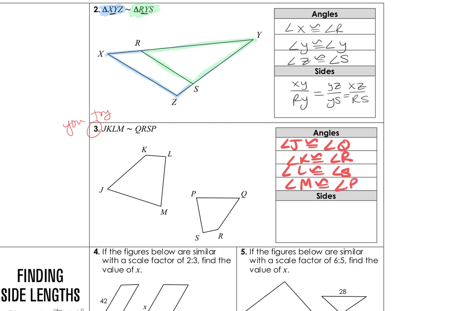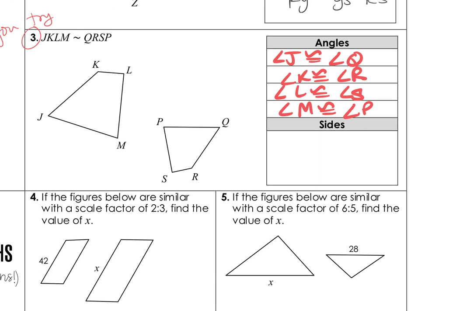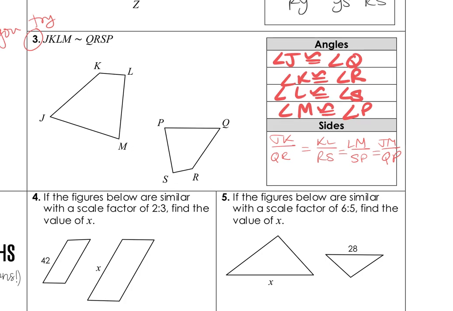Now, this is a quadrilateral, a figure with 4 sides, so I have to do 4 ratios. So JK is going to match up with QR. KL is going to match up with RS. LM and SP go together. And finally, we'll do first letter and last letter. So JM over QP. So hopefully you guys got that. Hopefully this is not too challenging. I know you guys are super smart and you will get this.